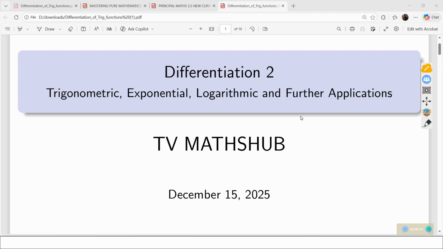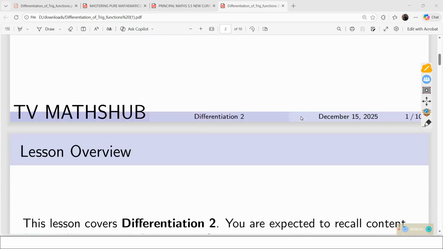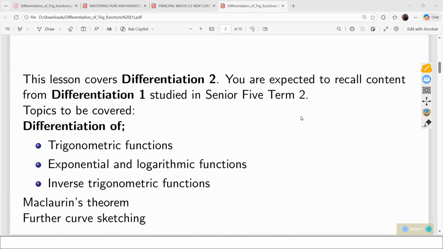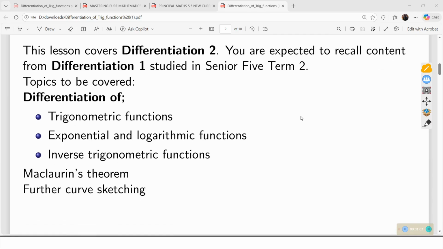today. So we are looking at differentiation 2, where we shall be talking about differentiation of trigonometric functions, exponential functions, logarithmic functions, and we shall talk about further applications. So basically, we shall be looking at majorly this one here, differentiation of trig functions, exponential and logarithmic functions, inverse trig functions. We shall talk about Maclaurin theorem and further curve sketching. So this is all that is covered under differentiation 2.